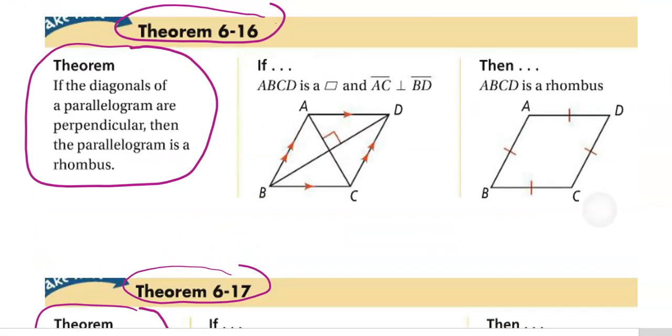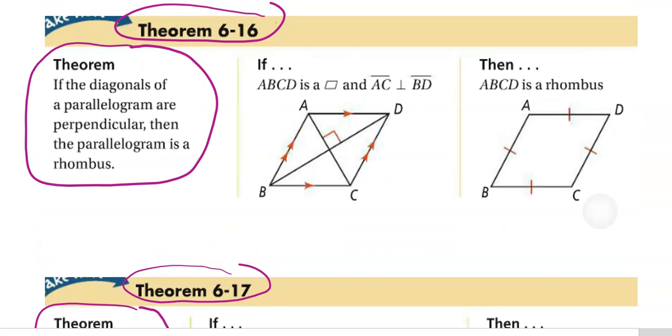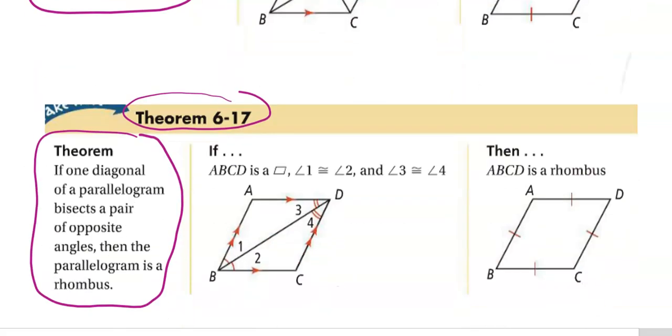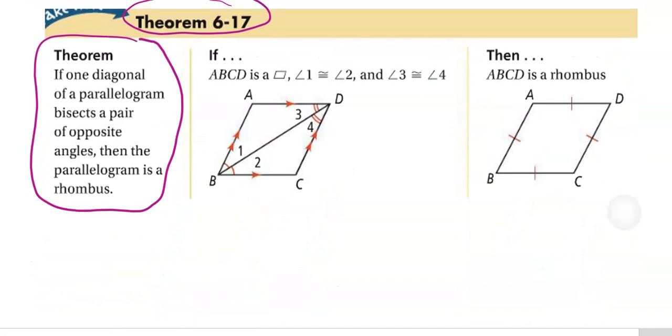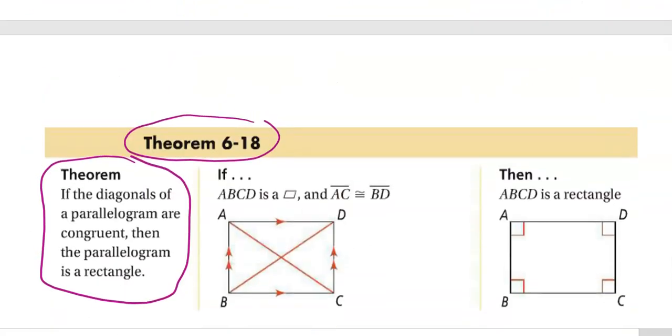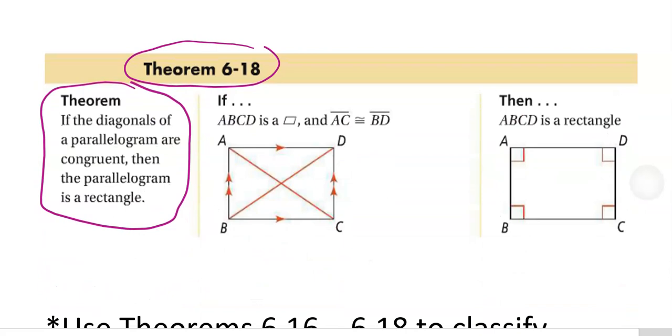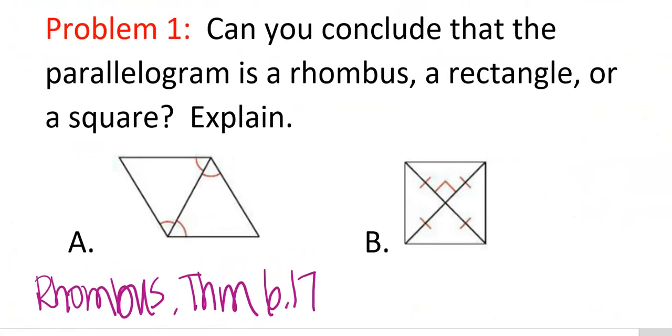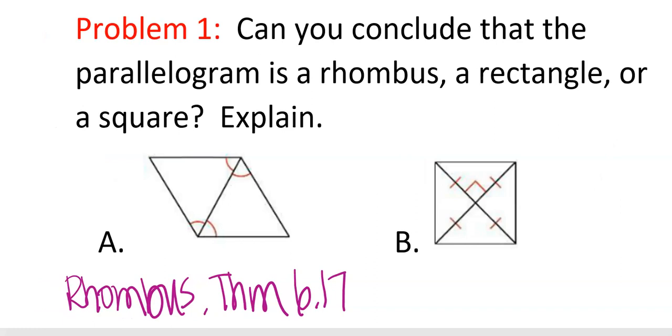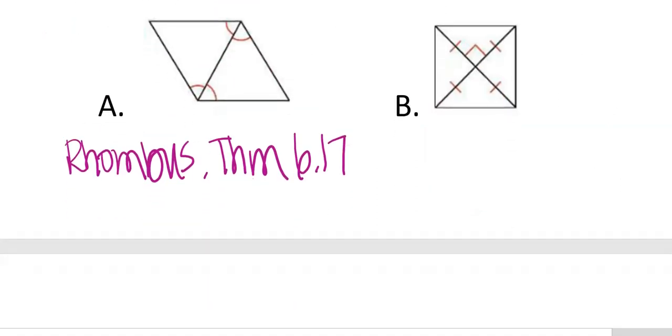Okay, so let's look at them again. If the diagonals are perpendicular, then it's a rhombus. So we have that for sure. If one diagonal bisects the angles, we don't have that this time. And if the diagonals are congruent, then it's a rectangle. Okay, do we know that the diagonals are congruent? Yep. So then this one is a rectangle for sure, right? And a rhombus. So what you're going to do is you're going to go with each.